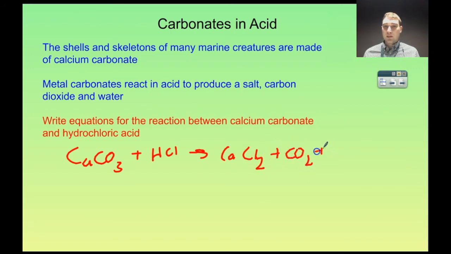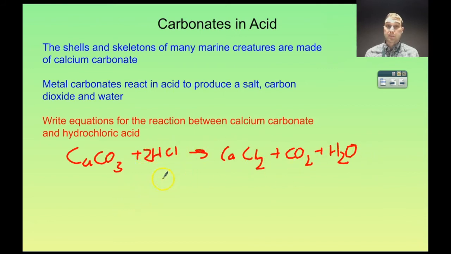Plus carbon dioxide plus water. And to balance that, we've got 2 hydrogens here, only 1 hydrogen here, so we need 2 of these. So we should have 1 calcium, 1 calcium, 1 carbon, 1 carbon, 1, 2, 3 oxygens, 1, 2, 3 oxygens, 2 hydrogens, and 2 chlorines.